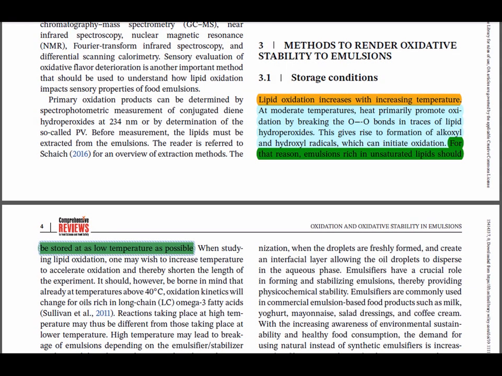As mentioned in the abstract, lipid oxidation is a main problem with emulsions. Lipid oxidation increases with increasing temperature. At moderate temperatures, heat primarily promotes oxidation by breaking the oxygen bonds in traces of lipid hydroperoxides. This gives rise to the formation of alkoxyl and hydroxyl radicals, which can initiate oxidation. For that reason, emulsions rich in unsaturated lipids should be stored at as low a temperature as possible.